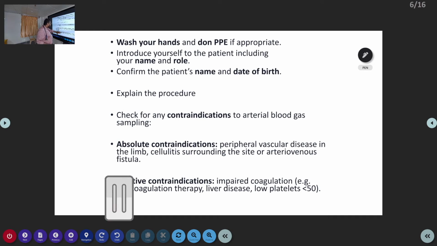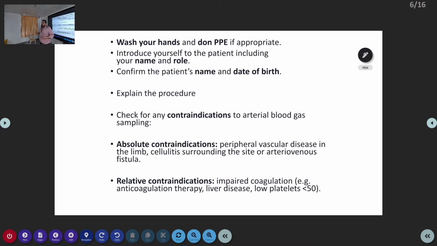So next, coming to the procedure in detail, what do you have to do? We have to wash our hands and don PPE if it is needed. For routine ABG sampling, you don't need level 3 PPE. Maybe just a mask and gloves is more than enough. So wash your hands, wear your personal protective equipment, and introduce yourself to the patient.